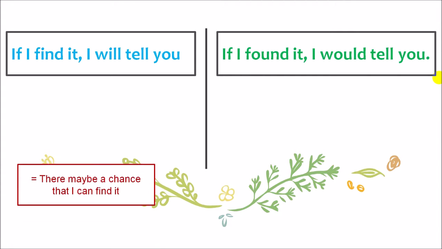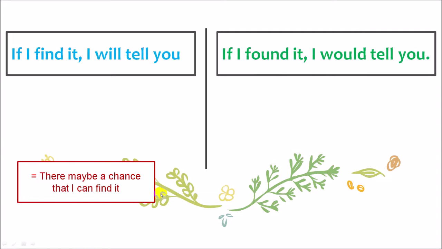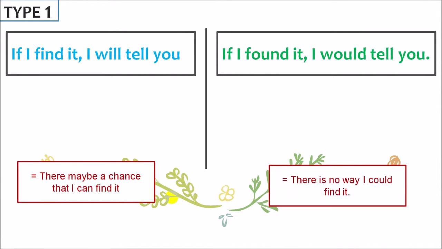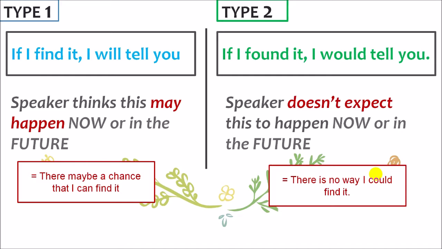Differences? Okay, with the first one, it does mean there may be a chance that I can find it. We call it type 1. And this sentence means there's no way I could find it. So, we call it type 2. Therefore, we can say type 1 is used when the speaker thinks this may happen now or in the future. Remember it. And the second type is used when the speaker doesn't expect this to happen now or in the future.